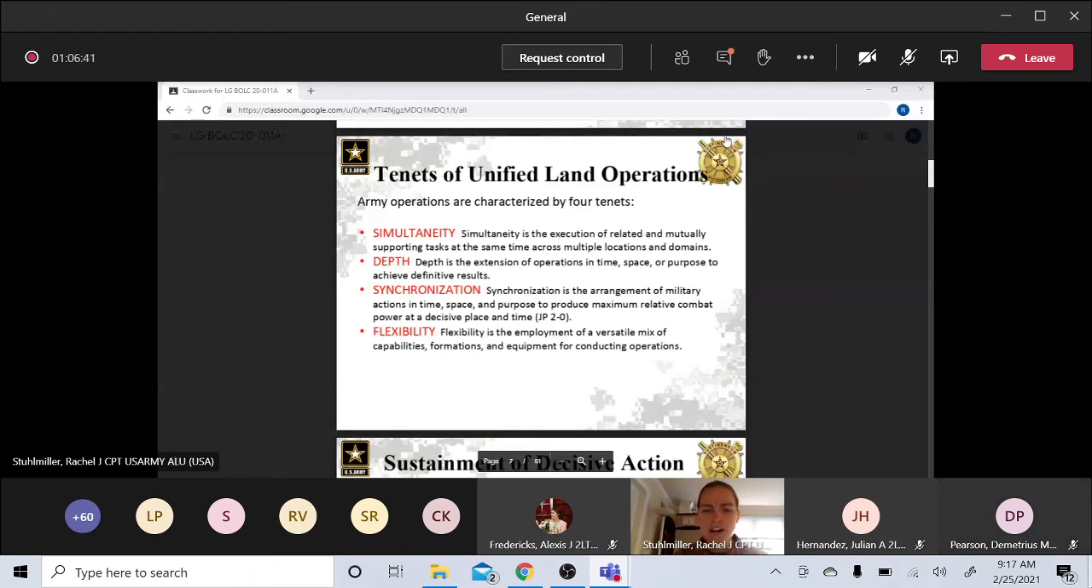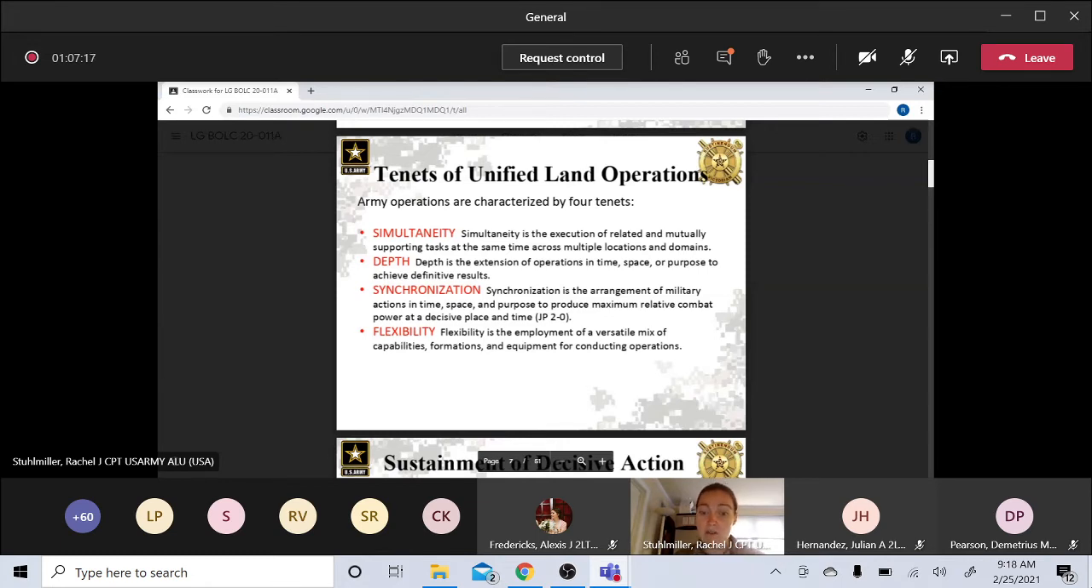Okay, so you're talking about essentially what I think simultaneity really gets at the heart of, which is that we're talking about multiple locations, multiple domains. You guys talked with Mr. Wilcox about all these different domains. And the idea is that we're doing mutually related and supporting tasks at the same time to achieve, and I think this really goes at the heart of unity of effort, that simultaneity. So great.